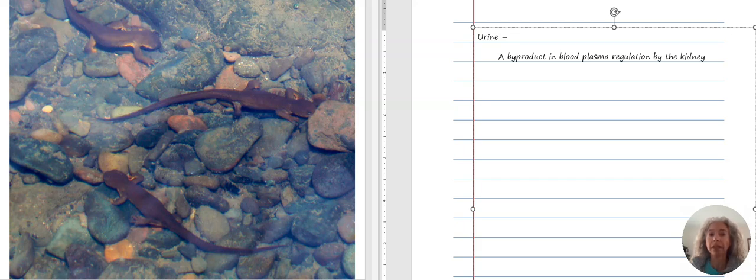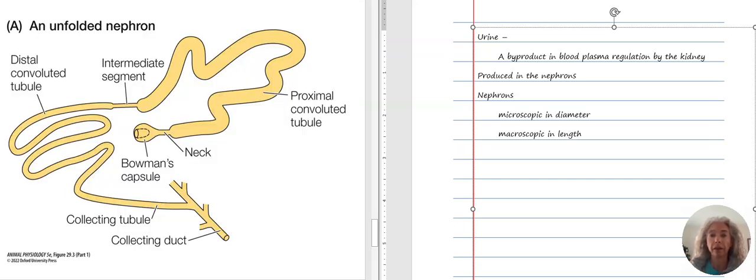And again, this is how kidneys are going to regulate the blood plasma, which is the main role of the kidney. Remember that the urine production is the byproduct of this. Urine is produced in the nephrons, and the epithelium of the nephron is going to change along its length. Here is an unfolded nephron, and you can see there are some thicker areas, this proximal convoluted tubule, this thinner area, the intermediate segment, and then this area here, the distal convoluted tubule.